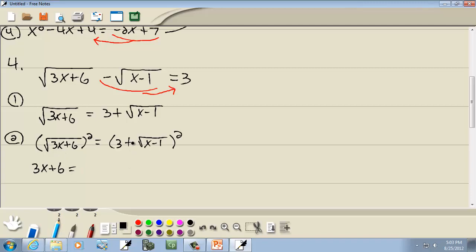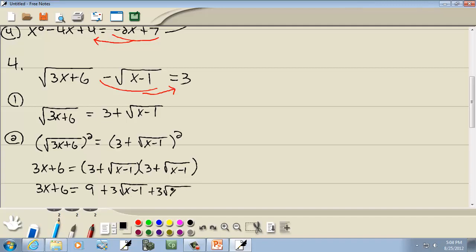I can't do the same thing on the right side because not everything's multiplication inside the parentheses. It's actually a plus there, 3 plus. So we have to write this as 3 plus square root of x minus 1 times 3 plus the square root of x minus 1. Well, 3 times 3 is 9. 3 times square root of x minus 1 is 3 square root of x minus 1. Square root of x minus 1 times 3 is 3 square root of x minus 1. And square root of x minus 1 times square root of x minus 1 gives us x minus 1.